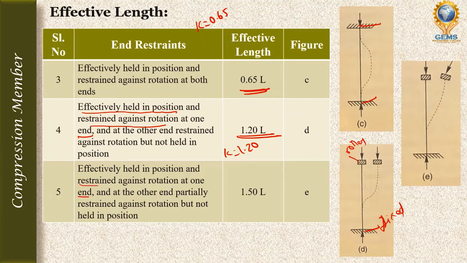And the fifth condition is effectively held in position and restrained against rotation at one end. So for the first part, it is a fixed end. Second, at the other end, it is partially restrained against rotation and not held in position. So see diagrams D and E. In D, the roller is displaced but not rotated. In E, the same roller is slightly rotated and displaced also. In this condition, the K value is equal to 1.5, so your effective length is equal to 1.5 into L.